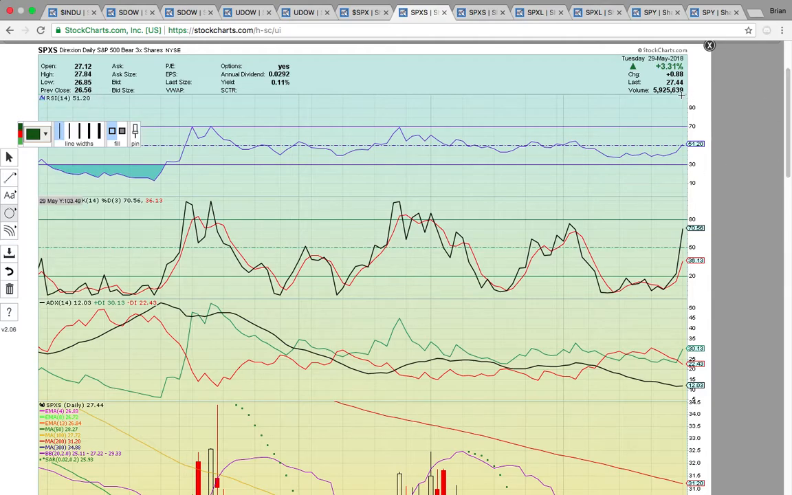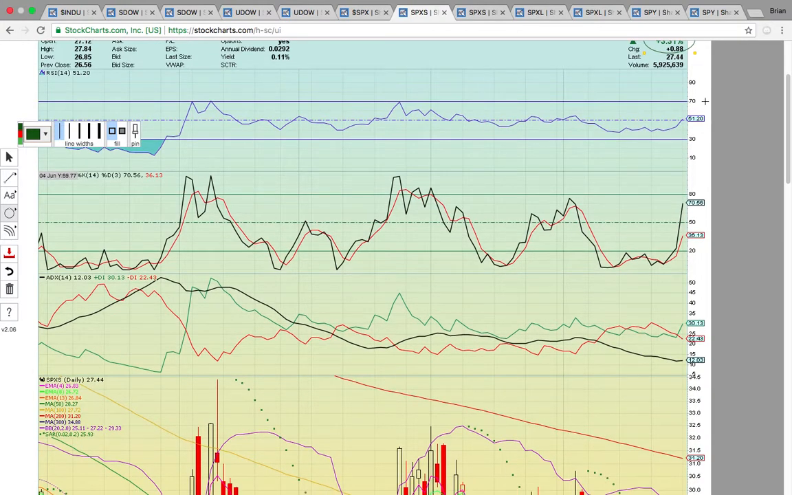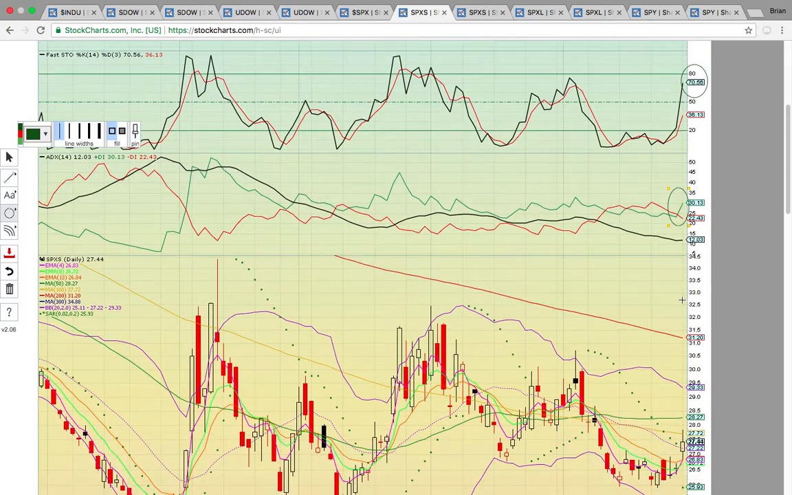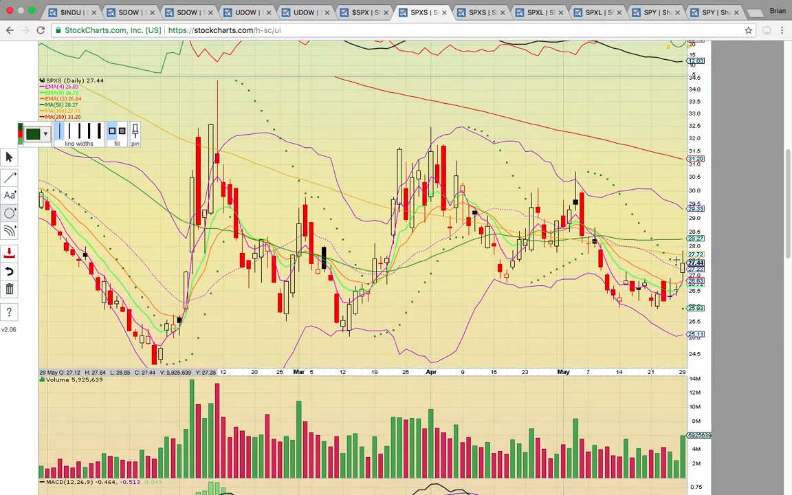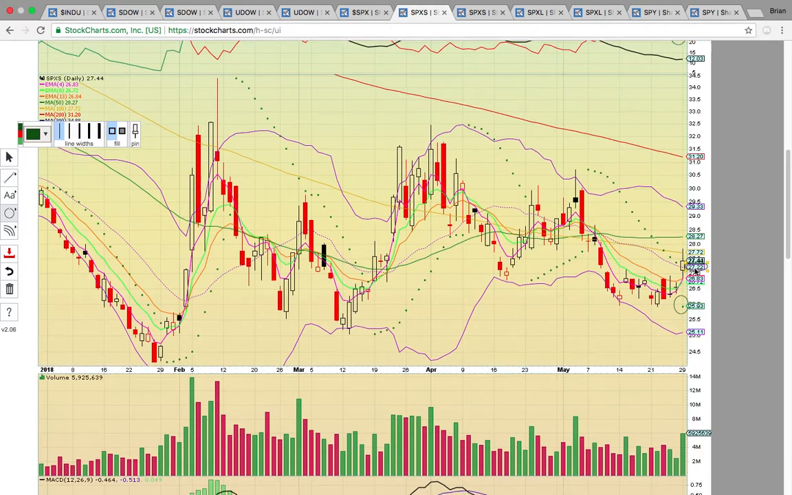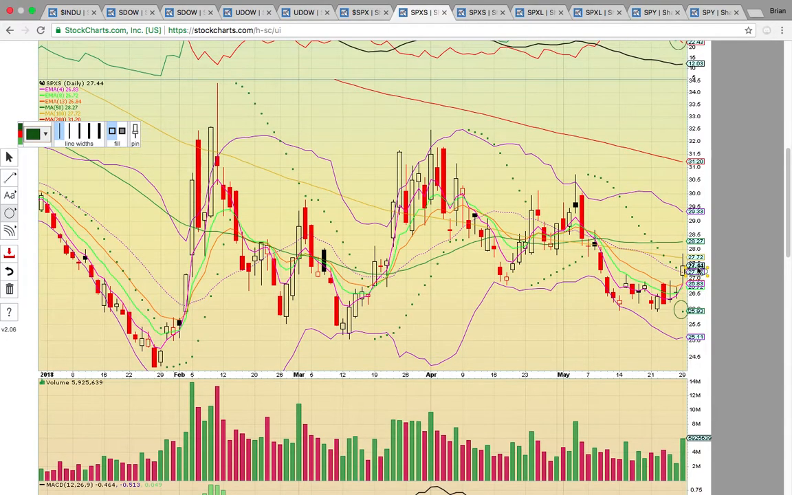Let's look at the SPXS. This is the bear 3 times for the S&P 500, and it closed up 3%. You have RSI at 51, Stochastic at 70, you have the crossover on the 8-13, and this had the PSAR bull flip. You can see the candles were above. This closed above the middle Bollinger Band. If it can hold that level at 27.22, it could get a new uptrend going.